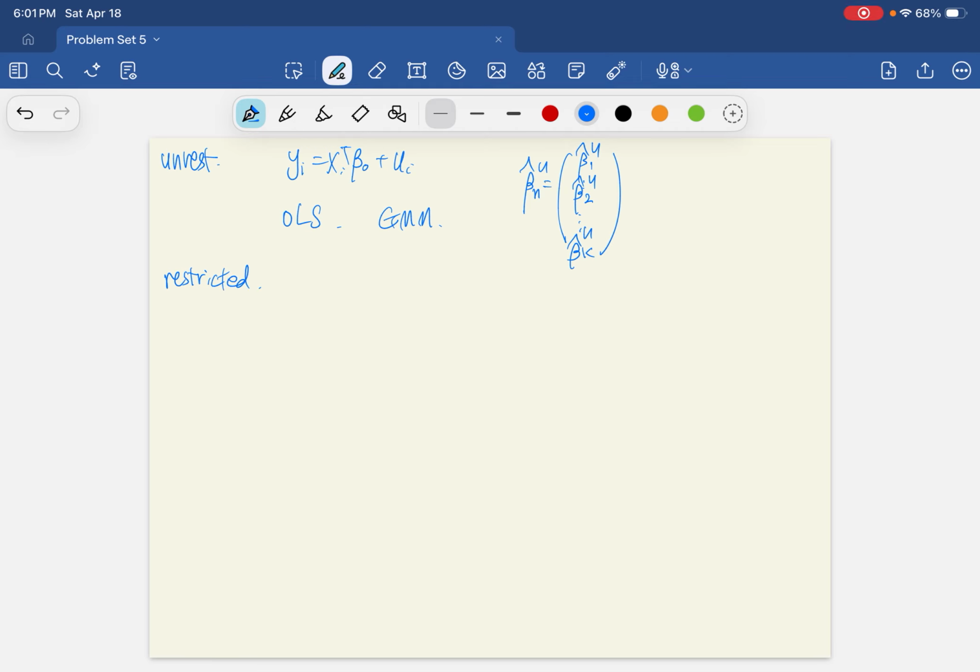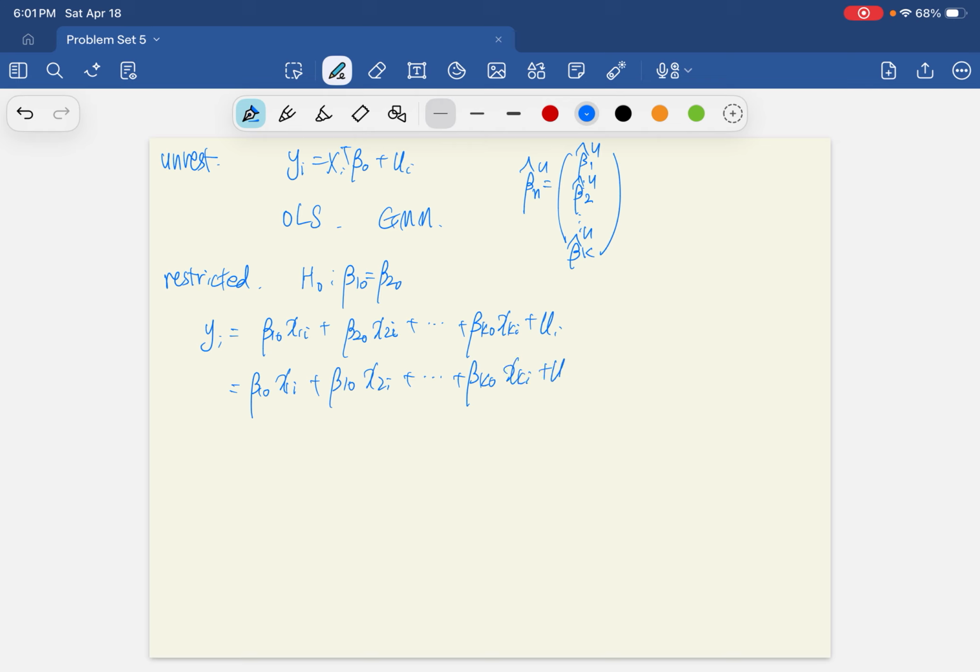Let's think about it. We are going to include beta 1 equals beta 2 as a restriction. Then what does it do? I'm going to write it this way. We have k regressors and k coefficients, but the second parameter equals the first parameter. So you may write it this way. The difference here is I change beta 2 into beta 1, so that is also the same as the first coefficient.